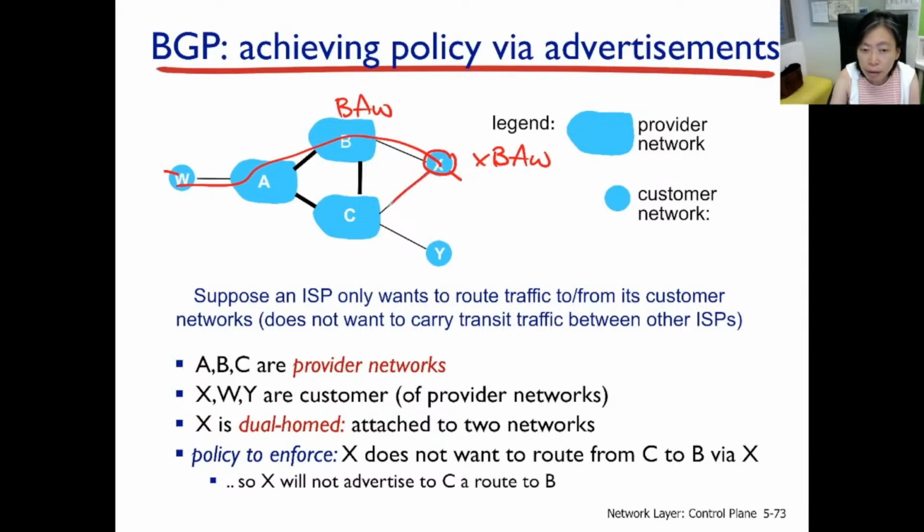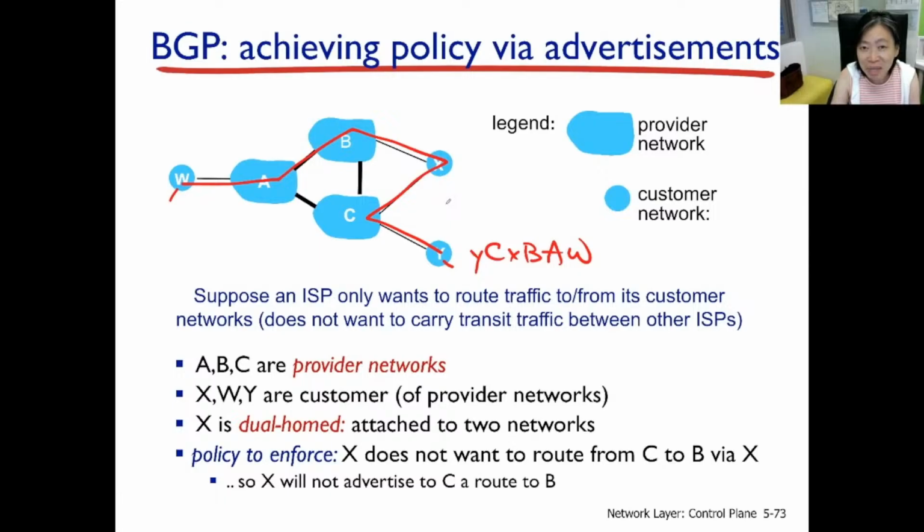But hey, X is dual-homed, so there's yet another connection to a neighboring AS, C. So should the network admin of X send XBAW to C? Well, let's assume that we send XBAW to C. In this case, C is going to discover CXBAW is a path to send data to W. Similarly, Y is going to discover Y, C, X, B, A, W is a path to send traffic from a user in Y to a user in W. And that's going to travel like this.